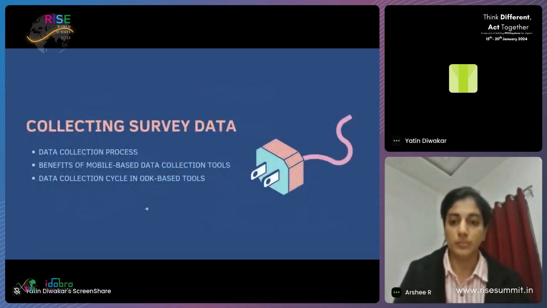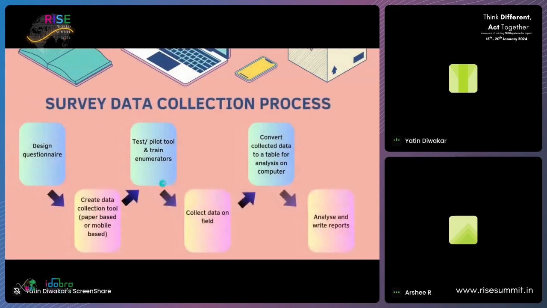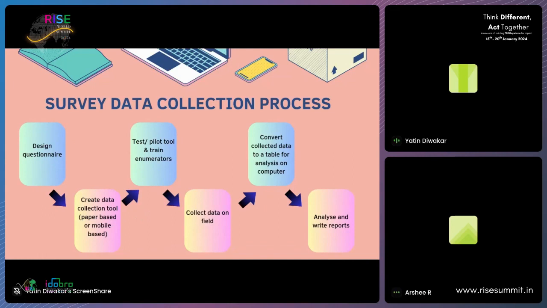Thank you, Arshi. So the first section is comparing different data collection methods, how data collection happens, and why mobile-based, ODK-based data collection tools are better than traditional pen and paper methods. So when we are doing any data collection, these are the typical steps that we carry out. We first design a questionnaire, then create a data collection tool, which might be paper-based or mobile-based. Then we test it out, pilot it first, and train our enumerators who then collect data in the field.